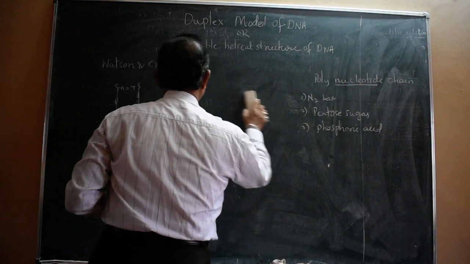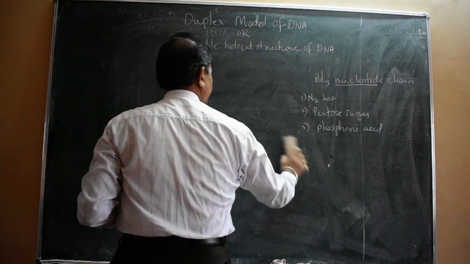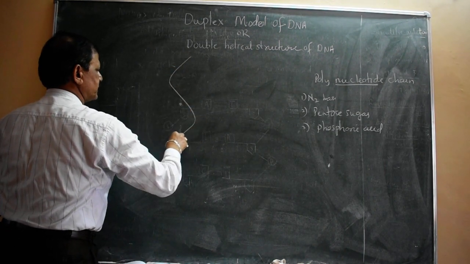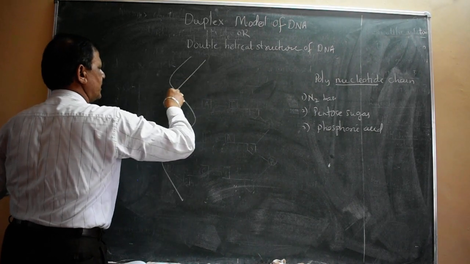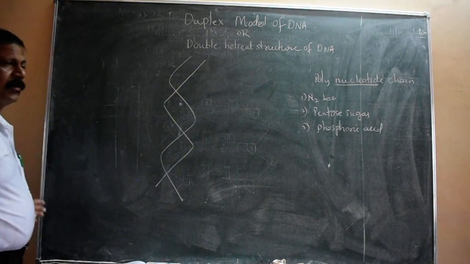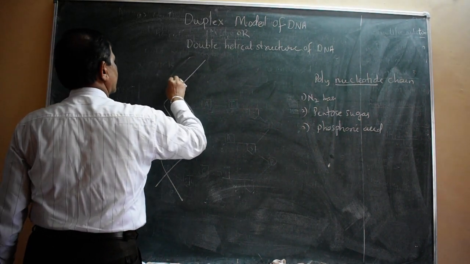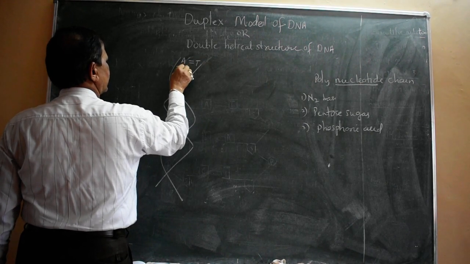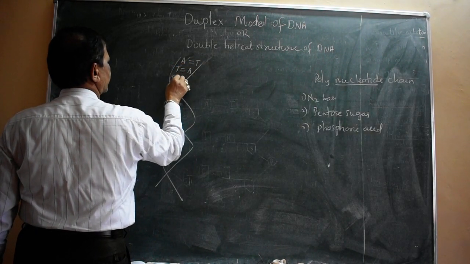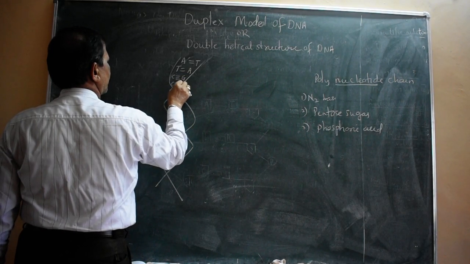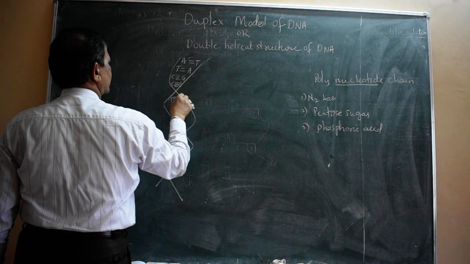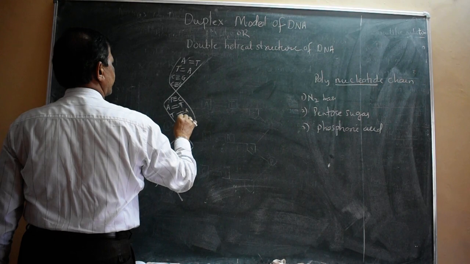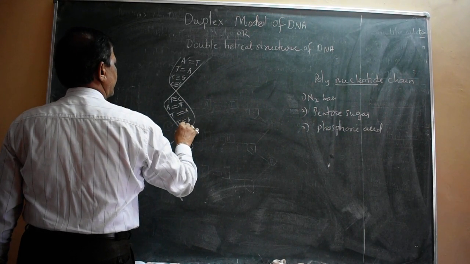Now you have to study the same in one structure. This is the right-handed structure of the DNA molecule, the same structure I gave you in the previous class. Like this: A double bond T, T double bond A, C triple bond G, C triple bond G, G triple bond C.